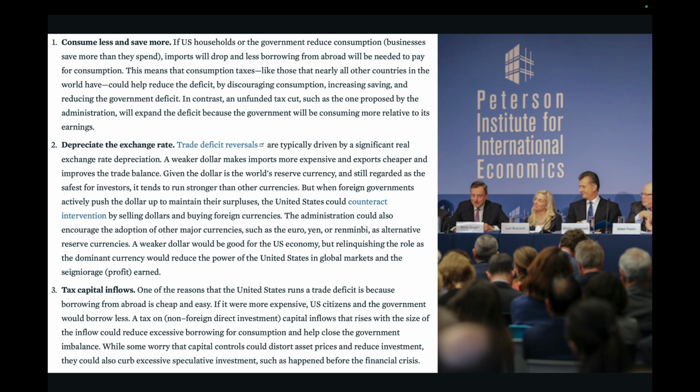So let's go over to the Peterson Institute for International Economics. They have come up with three ways that they believe the US trade deficit can be tackled and improved vastly from what it is today. And that is to consume less and save more. That's a tough one. With social media, I think that's a tough one.